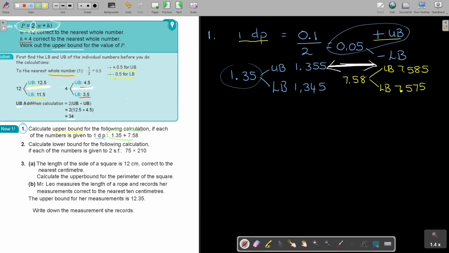Okay, so let's start with the calculation. Here is the calculation. Do you see that? So basically it's just plain, and I want the upper bound. So to get that upper bound, I'm just going to say upper plus upper. It's that movement that I'm going to do. So I'm just going to say 1.355 plus 7.585. And that is going to give me 8.93. And it's the exact number, so I just leave it like that. If it's not exact, then write the full calculated display. We don't approximate at limits of accuracy.